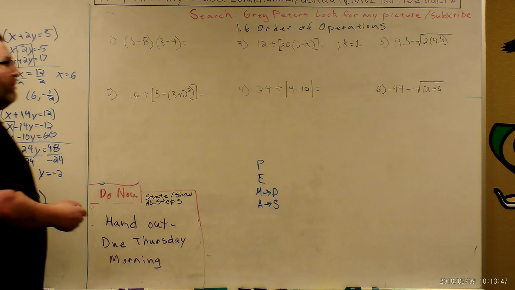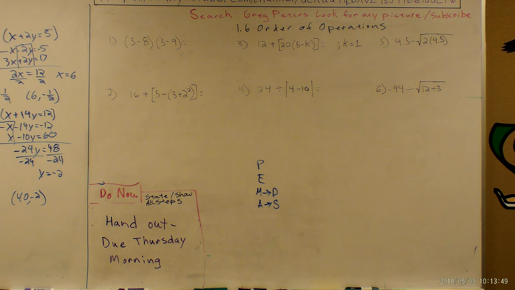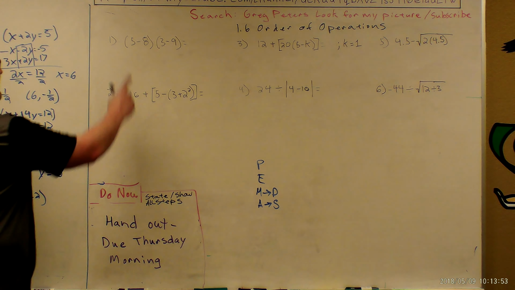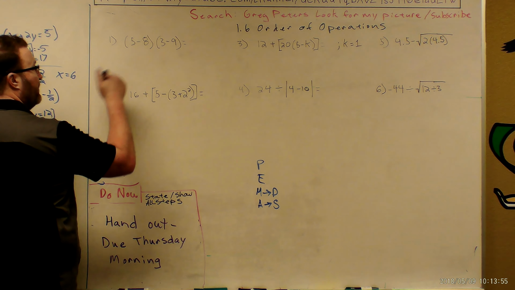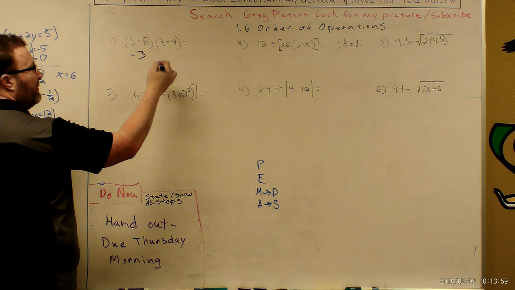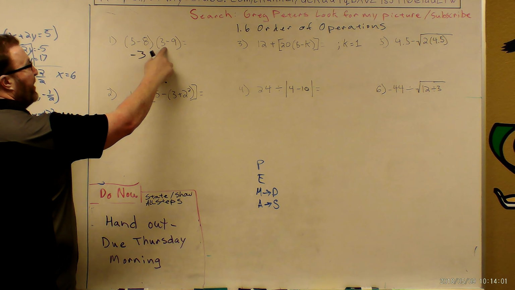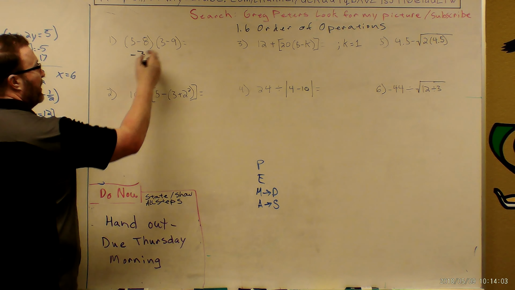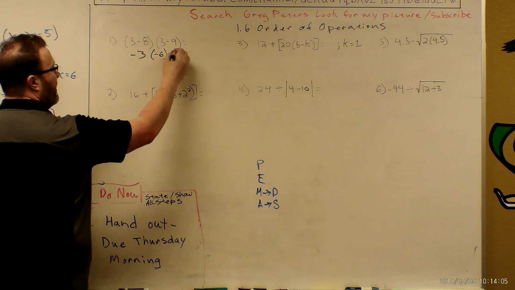Okay, so let's look through this first problem. Do we have parentheses? Yeah. Can we solve inside the parentheses? Yeah. What is 5 minus 8? Negative 3. What do the parentheses mean? Multiply. Right. What is 3 minus 9? Negative 6. Okay, so what's our answer?